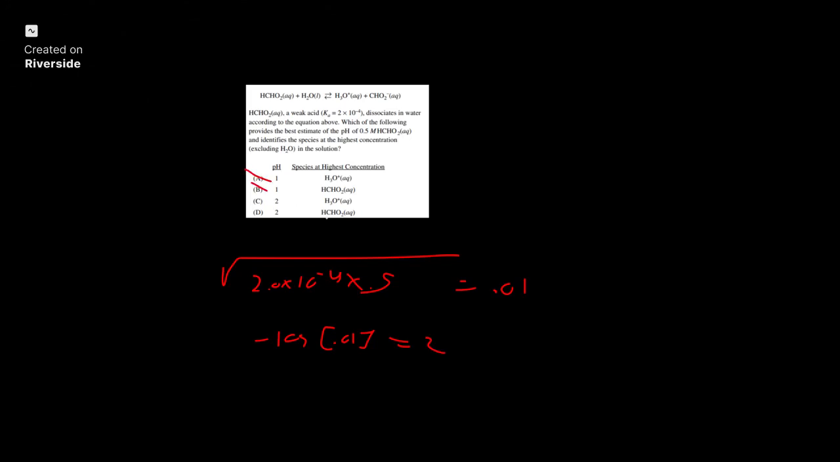So A is gone, B is gone. Now, the species at the highest concentration. Some people will pick C, but if you just do the math, 0.01 is obviously a lot less than 0.5. So HCHO2 will be the higher concentration. So it's gonna be D.